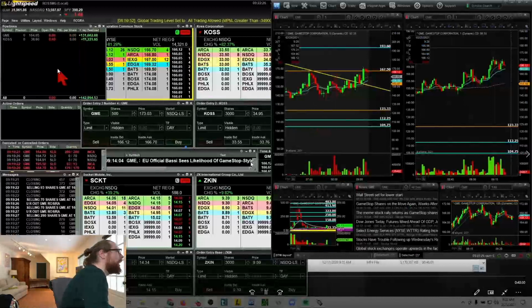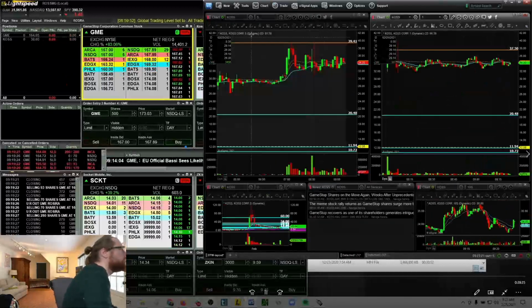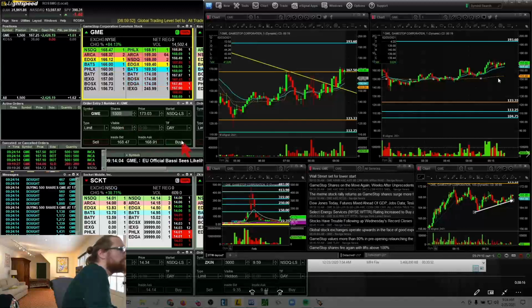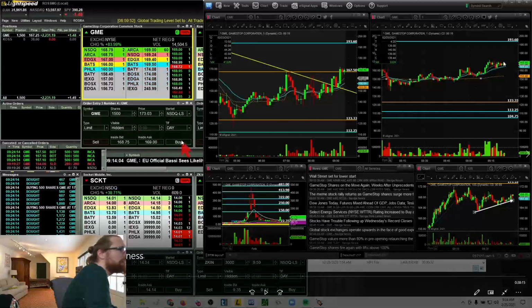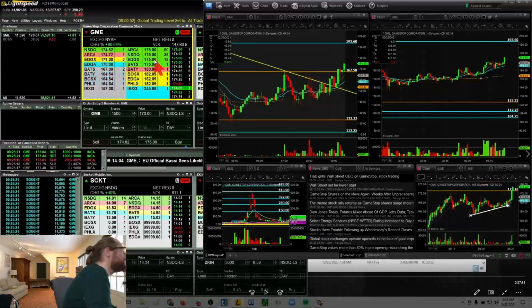I'll just see on GameStop. This is a tricky one. So on GameStop right here, this is a 1-minute pattern. I was looking for the breakthrough 170. That makes sense. We're starting to look for the first 5-minute candle to make a new high, so I don't think that's a short.